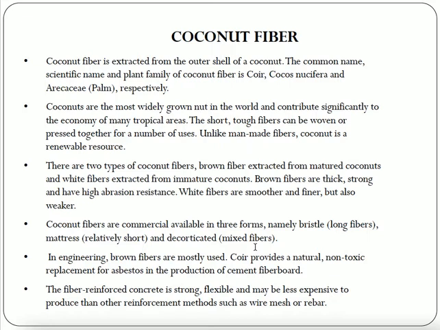There are two types of coconut fibers: brown fiber extracted from matured coconuts and white fibers extracted from immature coconuts. Brown fibers are thick, strong and have high abrasion resistance, whereas white fibers are smoother and finer but also weaker. These coconut fibers can also be used in concrete material.